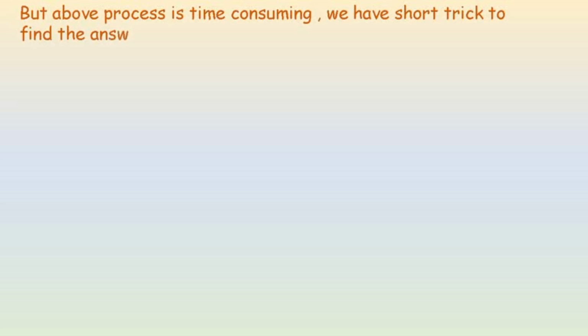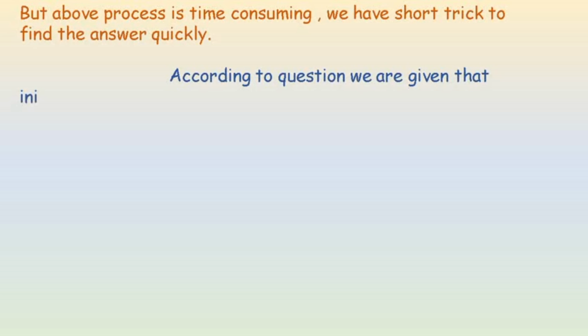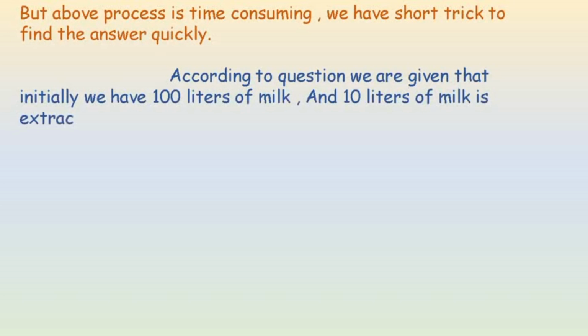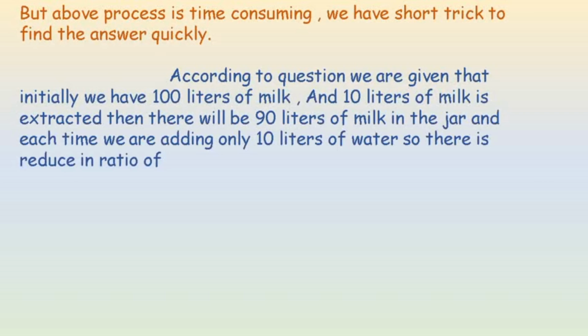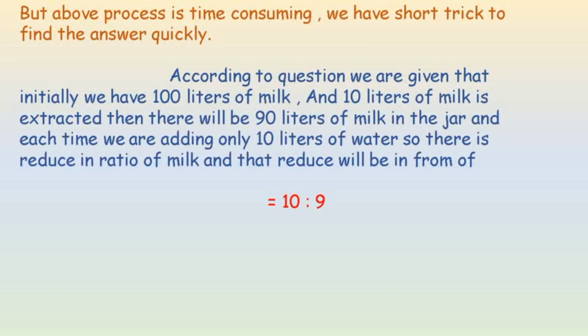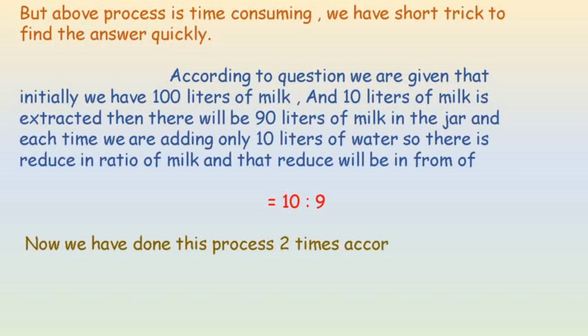But above process is time consuming. We have short trick to find the answer quickly. According to the question, we are given that initially we have 100 liters of milk and 10 liters of milk is extracted, then there will be 90 liters of milk in a jar, and each time we are adding only 10 liters of water, so there is reduce in a ratio of milk, and that reduce will be in form of 10 ratio 9. Now we have done this process 2 times and according to question.